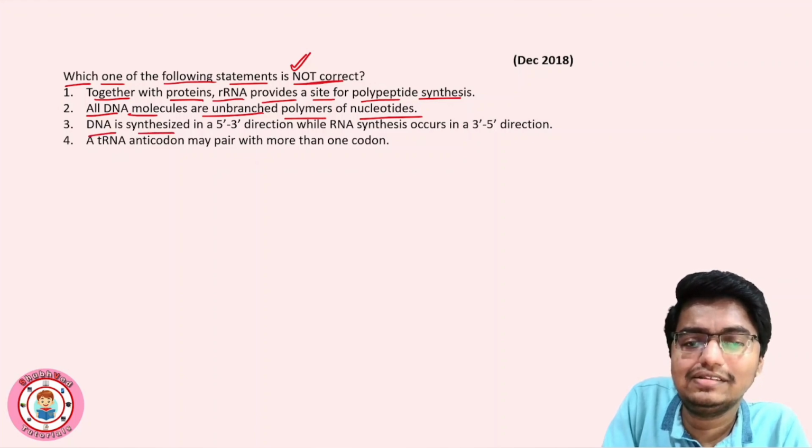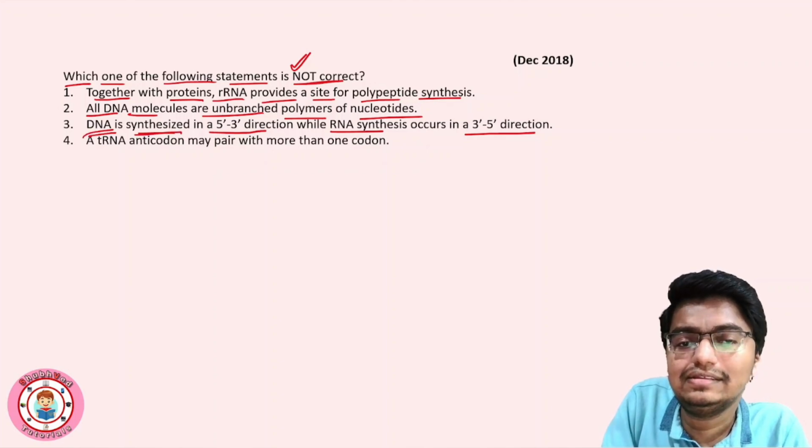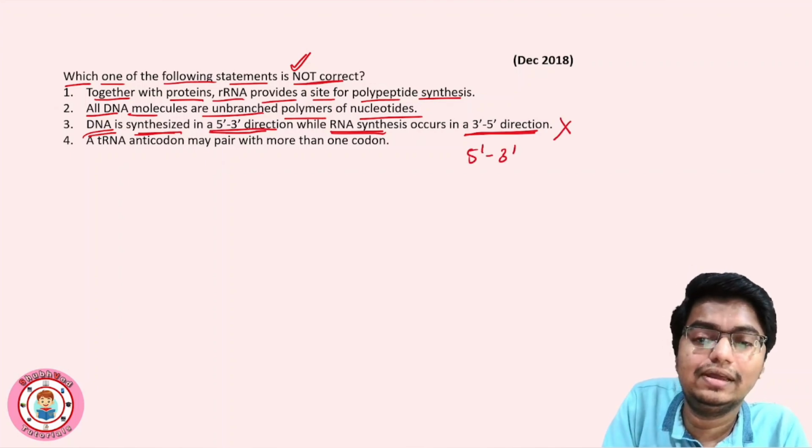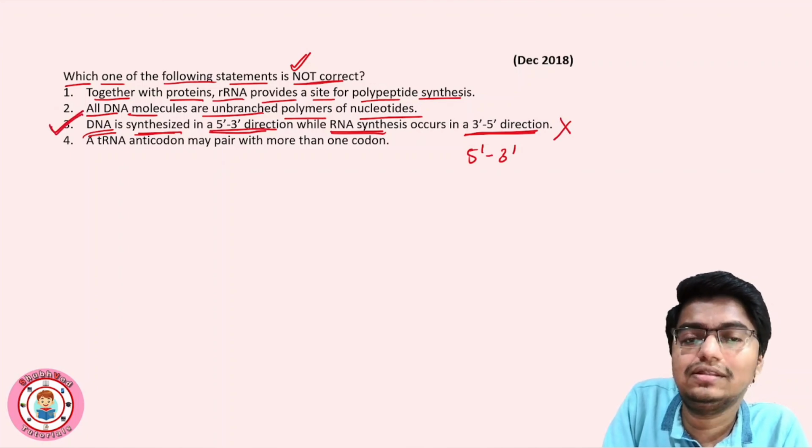DNA is synthesized in a 5' to 3' direction, while RNA synthesis occurs in a 3' to 5' direction. This is the incorrect statement. Very important, you have to know DNA synthesis, that is replication, occurs in the 5' to 3' direction. While RNA synthesis also occurs in the 5' to 3' direction, so this is also the same. So this third option will be our answer.